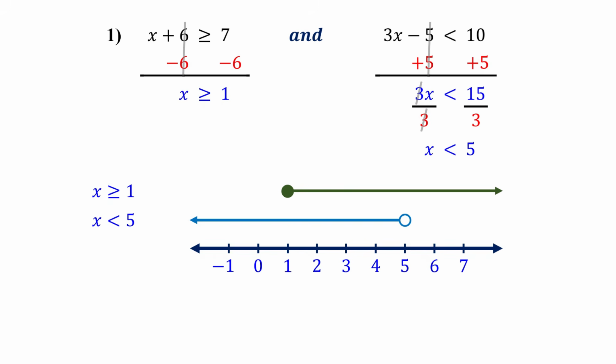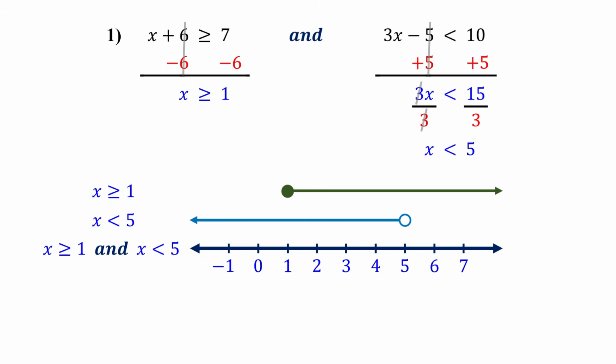Nice! Now that we've solved each inequality separately and graphed their solutions on a number line, the next step is to combine these two graphs into one final graph for the compound inequality. Notice the two inequalities are joined by the word and. That means for a number to be a solution for the compound inequality, it must satisfy both inequalities at the same time. On the number line, that happens only where the two graphs overlap. The numbers shaded on both graphs are the solutions to the compound inequality.